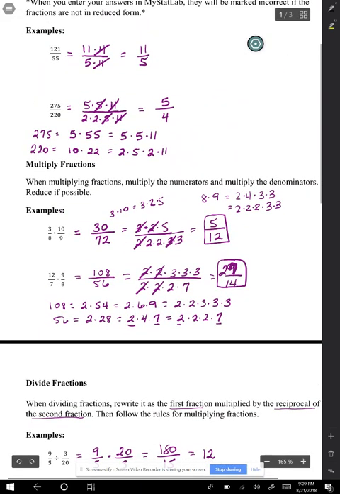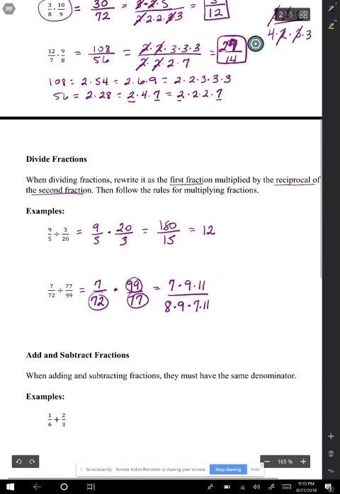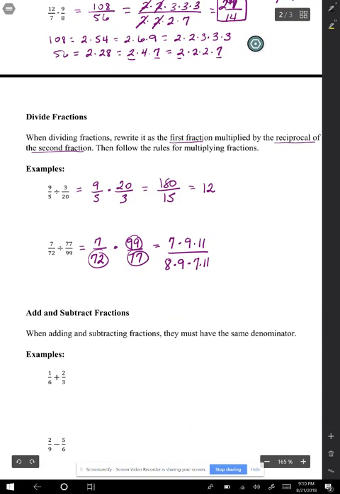So for example, I'm just going to pick this one here, the 3 over 8 times 10 over 9. I could have left that as 3 times and then rewritten 10 as 2 times 5. I could have rewritten 8 as 4 times 2, and 9 is 3 times 3. And then we could have reduced there and ended up with 5 over 12. So that's actually an option: instead of multiplying and then reducing, go ahead and break them down into factors at the beginning.